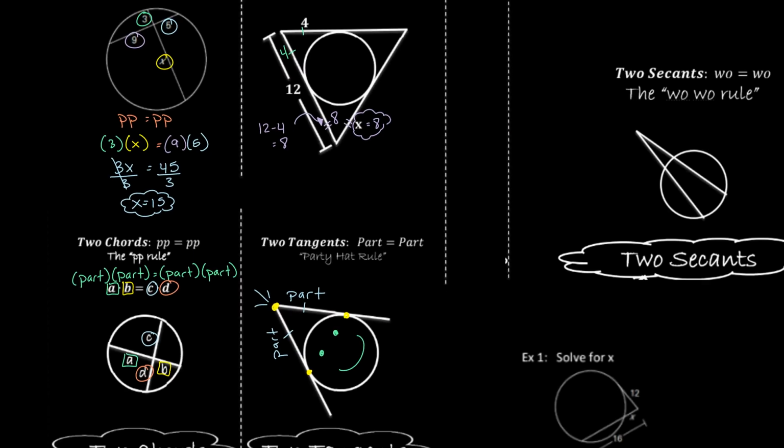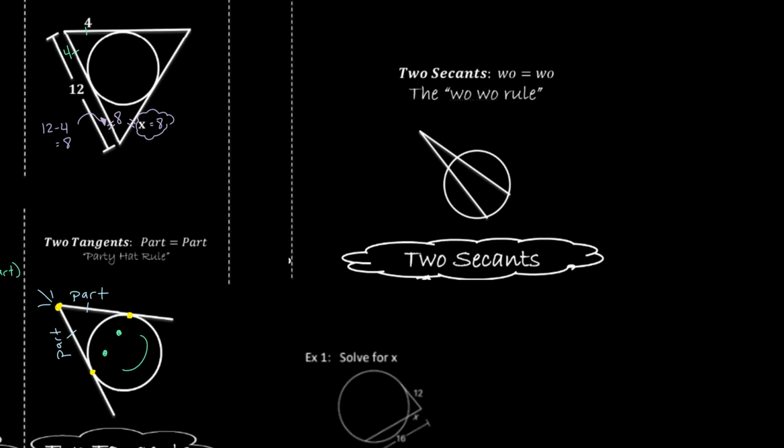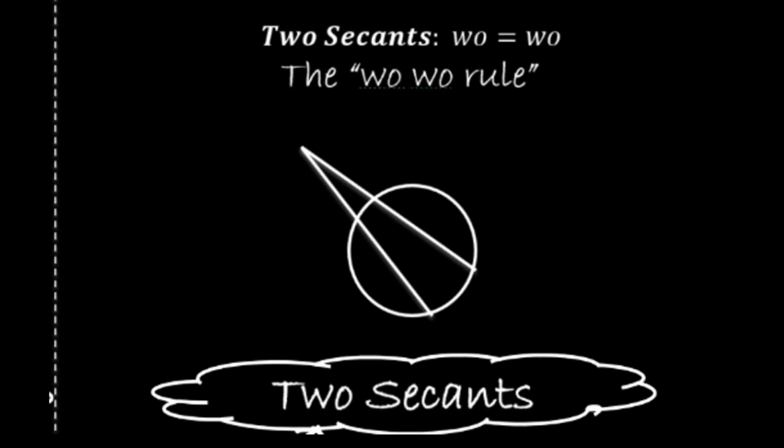All right. On to 2 secants. Looking at this picture, what do you think a secant is? It goes through a circle. Yes, it intersects a circle twice. Now, does it remain inside the circle? It also has portions that are outside of the circle.